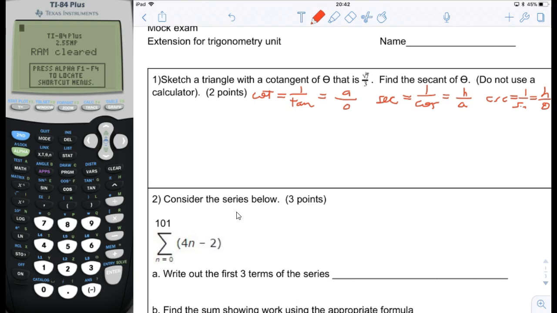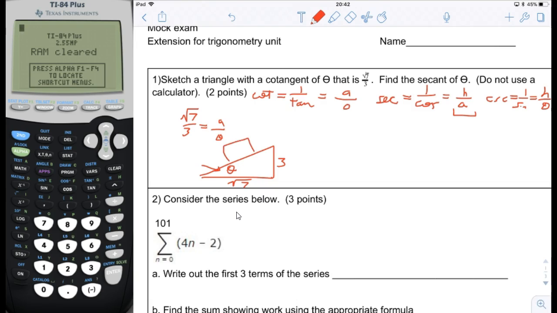Okay. So if you want a triangle with a cotangent of theta, that means that square root of 7 over 3 is actually the adjacent over the opposite. So let's draw that. We're going to draw a triangle with theta, and we're going to write down that the adjacent is square root of 7, and the opposite is 3. Okay, and so basically what we want is the secant of theta. And the secant of theta is the hypotenuse over the adjacent, and we don't know the hypotenuse, okay?